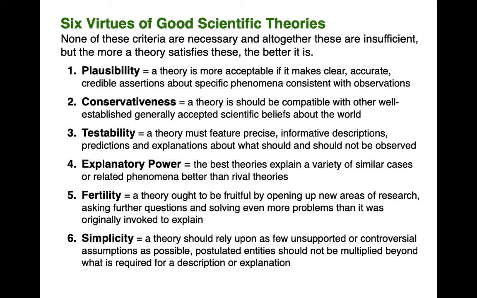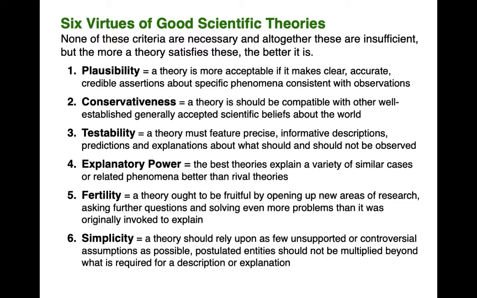Here are 6 virtues or strengths of good scientific theories. None of these criteria are necessary, and altogether these are insufficient. But the more a theory satisfies these, the better it is. Plausibility, that's when a theory is more acceptable if it makes clear, accurate, credible assertions about specific phenomena, consistent with observations. There always need to be observations.